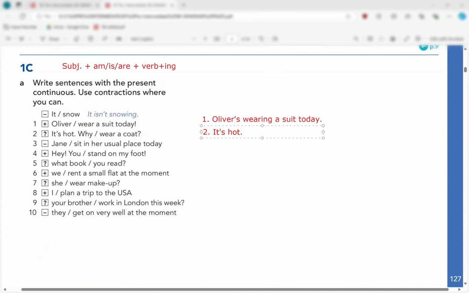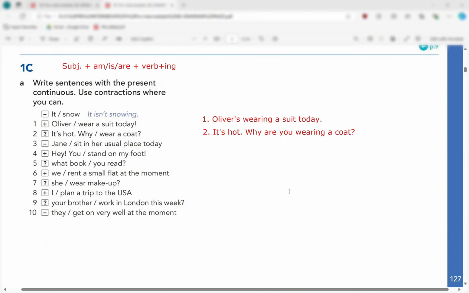Now, why? It's a question for present continuous. So the question word, we're going to write it like that. And then now I must use am, is, are before the subject. If you is the subject, then I should use are. So why are, then subject, why are you, present continuous, wearing a coat? You see? Why are you wearing a coat? There you go.